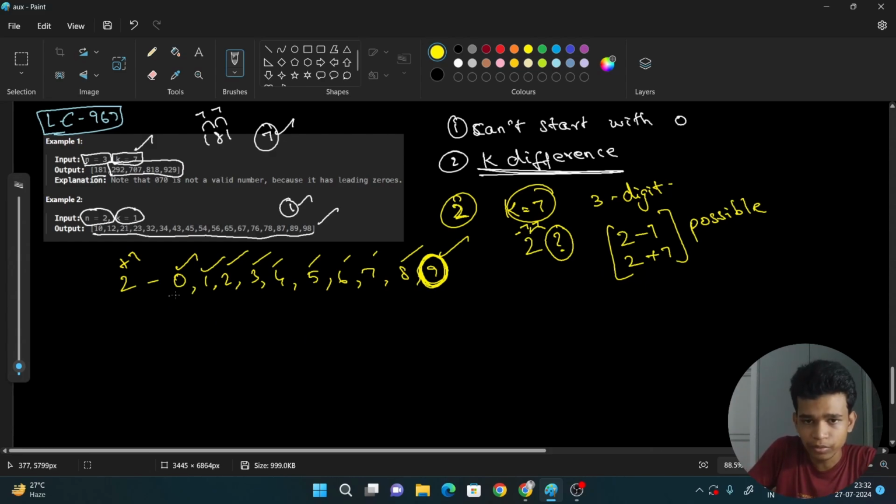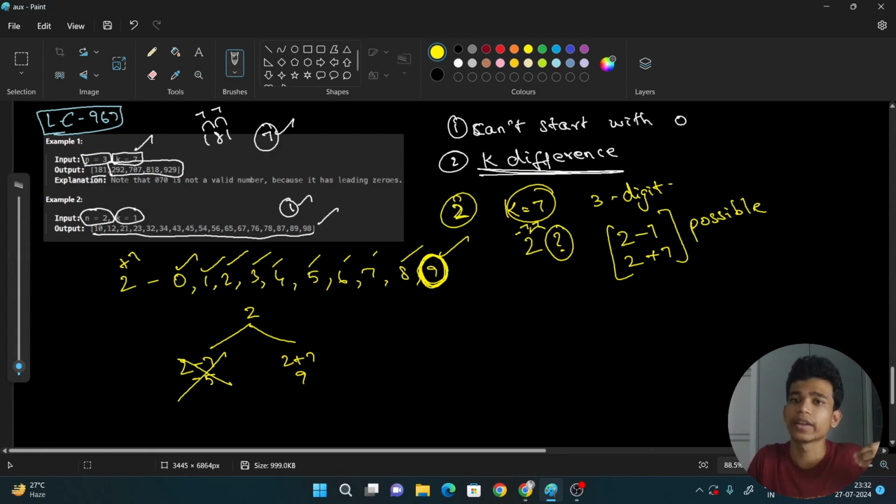So instead of going through all these numbers and trying every possibility, I can go for only two possibilities. One is 2 minus 7, another one is 2 plus 7. Simple. If I get 2 minus 7, what is my answer? It is minus 5. Can minus 5 be added as the next digit? No. So this recursion will not execute, this possibility is not executed further.